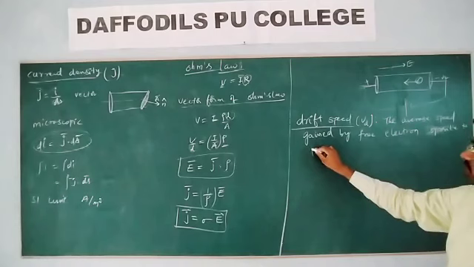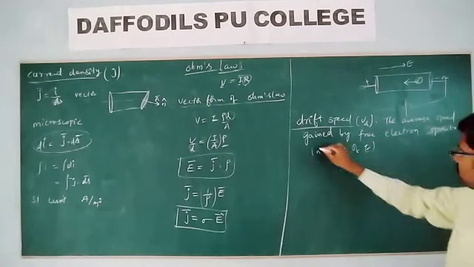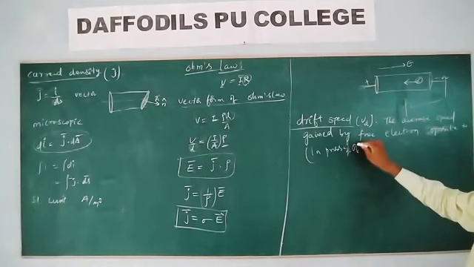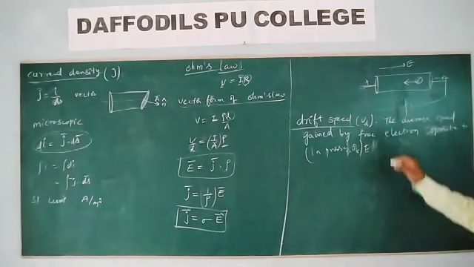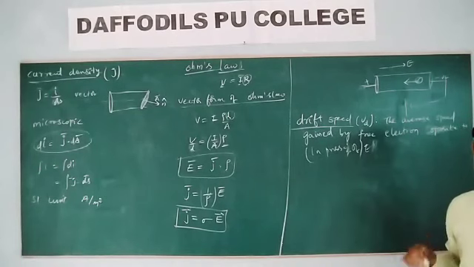Or in presence of the electric field. In presence of electric field, the speed opposite to the direction of the electric field is called drift speed. Then what is the expression for drift speed? Let us discuss the drift speed.